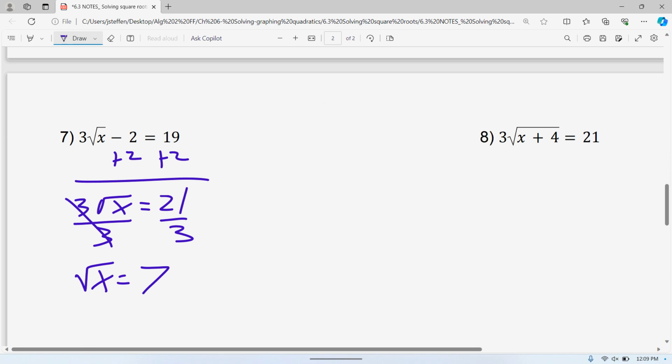This seems like it's pretty straightforward, but I still have people on the test every year who get to this step and then put x is equal to 7 for their answer. Well, no, not quite. It's the square root of x is equal to 7. So you have to square both sides to get your answer. The answer is 49.